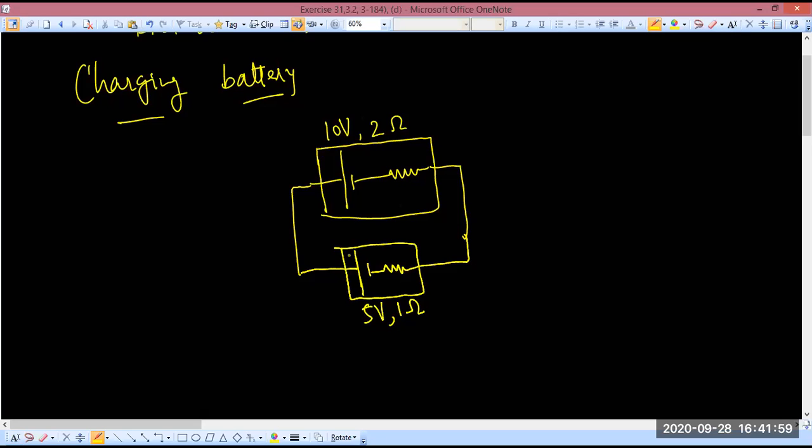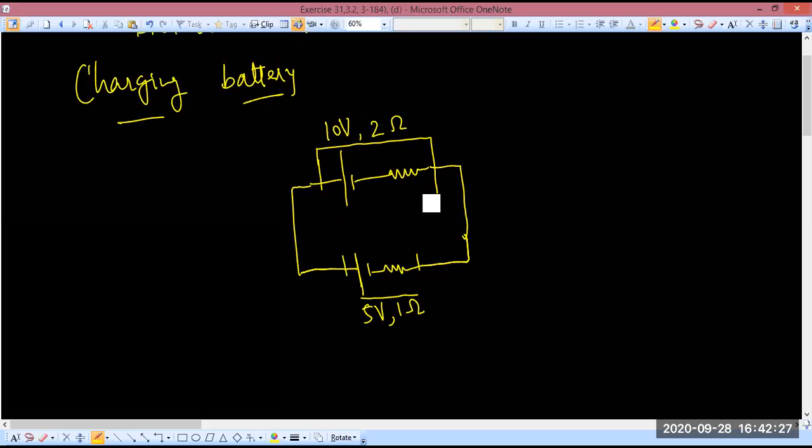All right, so what we are given is that we are using, suppose, a 10 volt 2 ohm battery to charge a 5 volt 1 ohm battery, right? So what this means is, if you look at how the batteries are connected, I'll just erase these rectangles for a while.